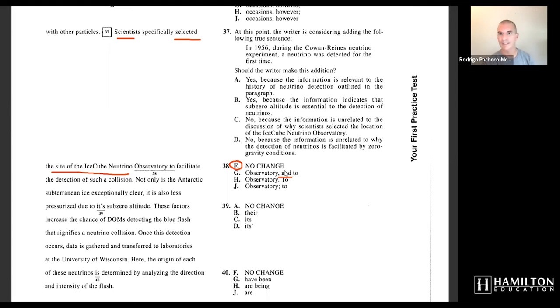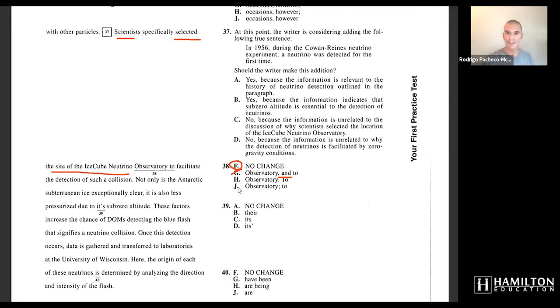The meaning is not very clear there. The sentence is a little bit awkward, but even if that made sense, this comma would be incorrect because when we are using a conjunction to join two elements, we're not going to put a comma before that conjunction.